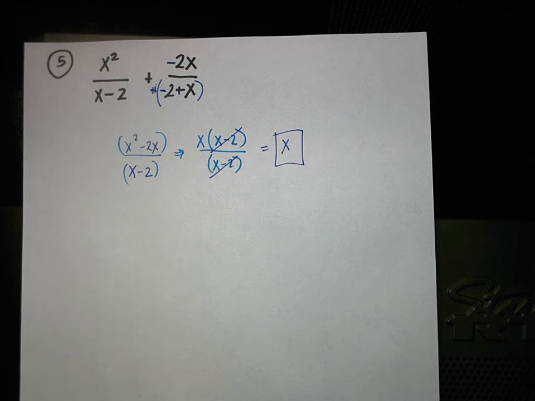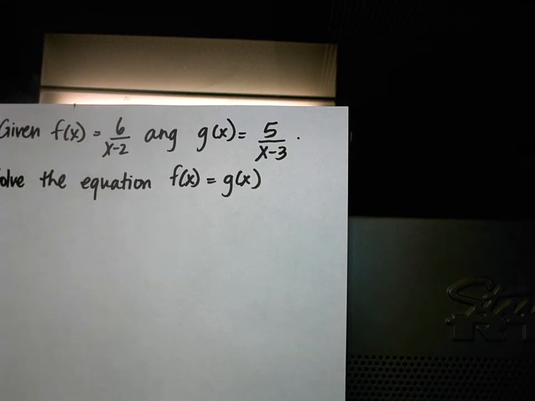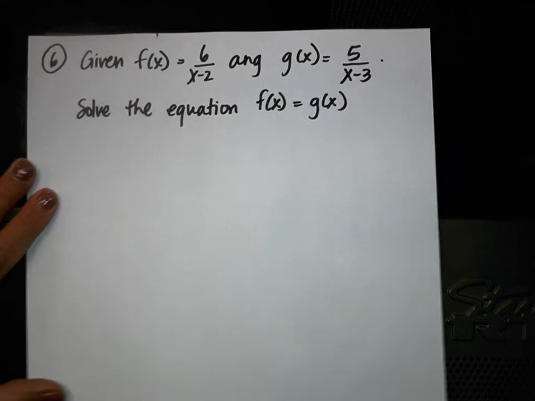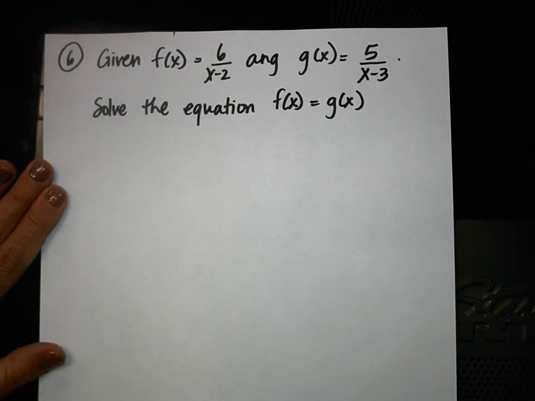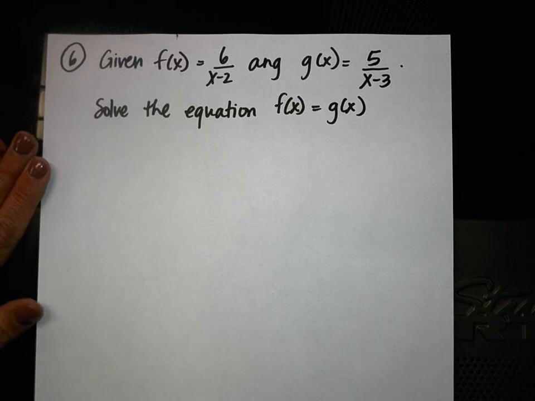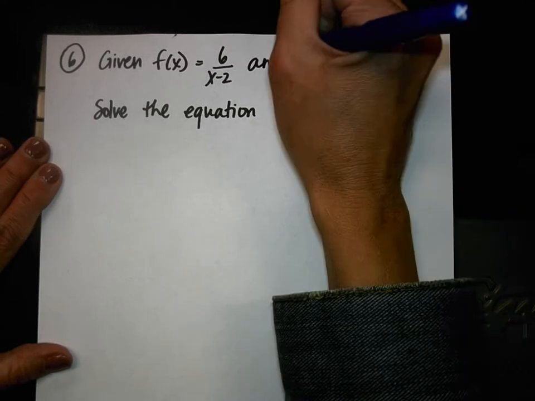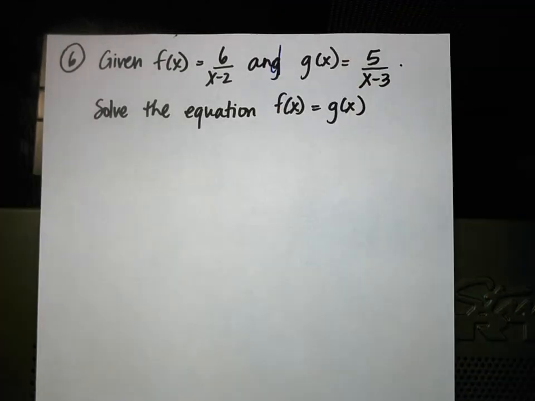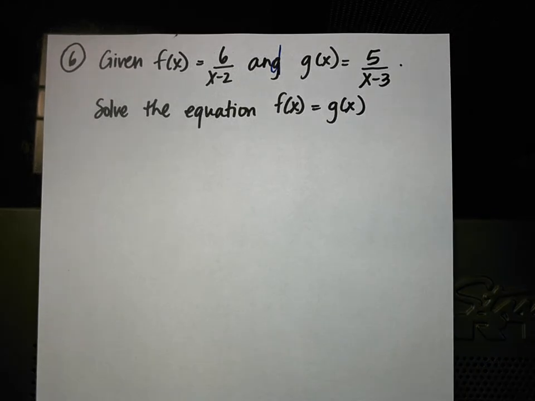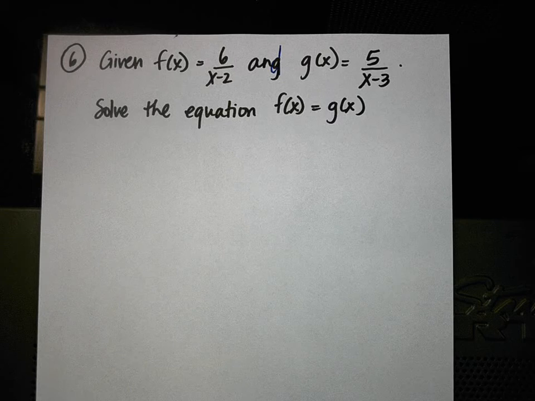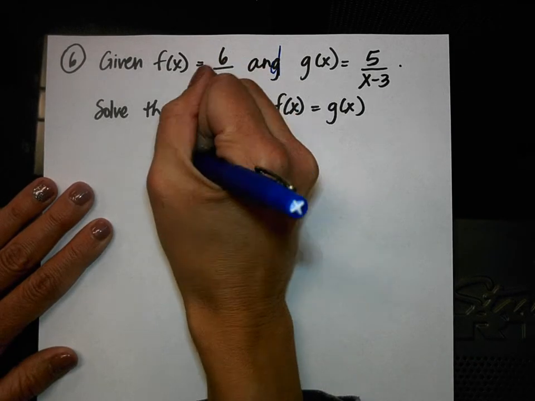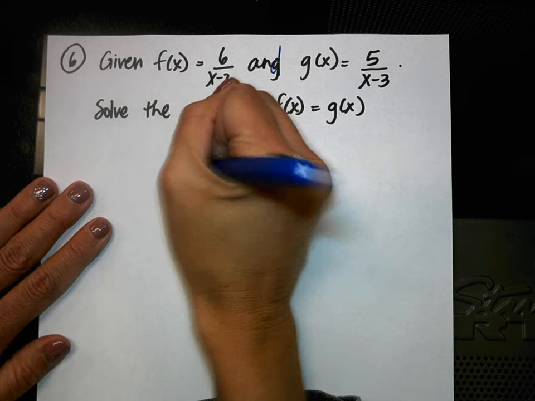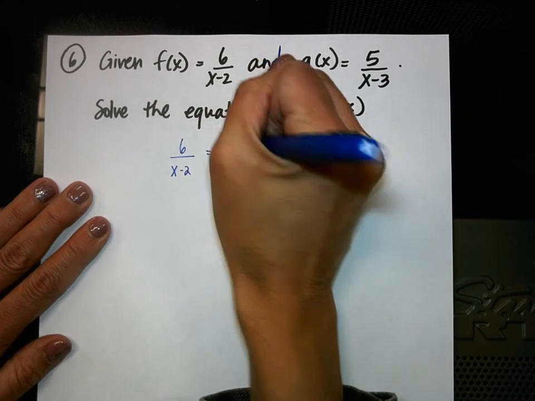Okay, this is going to be our last problem that we're going to do. Okay, so here is another function. They said, given f of x equals 6 over x minus 2, and g of x equals 5 over x minus 3, solve the equation for f of x equals g of x. So what will I start by doing? Very good. 6 over x minus 2 equals 5 over x minus 3.